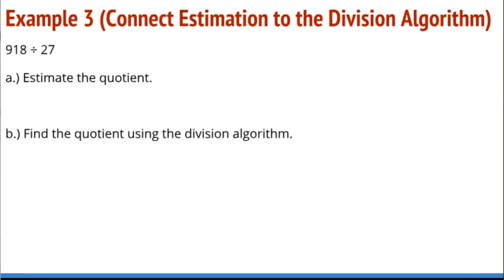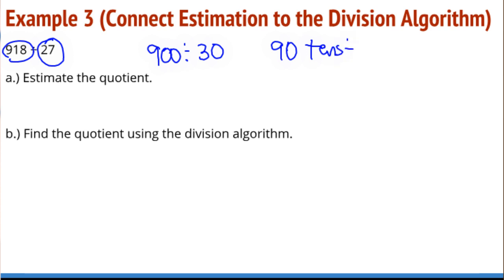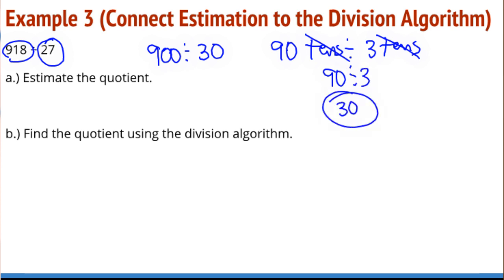All right, taking a look at another example here, connect estimation to the division algorithm. So the first thing we're going to do is estimate the quotient. 27, I'm going to round that to be a 30. And I've got 918, and I'm going to round that to be 900, which will leave me with 90 tens divided by 3 tens, which leaves me with 90 divided by 3, which leaves me with an estimated quotient of 30.